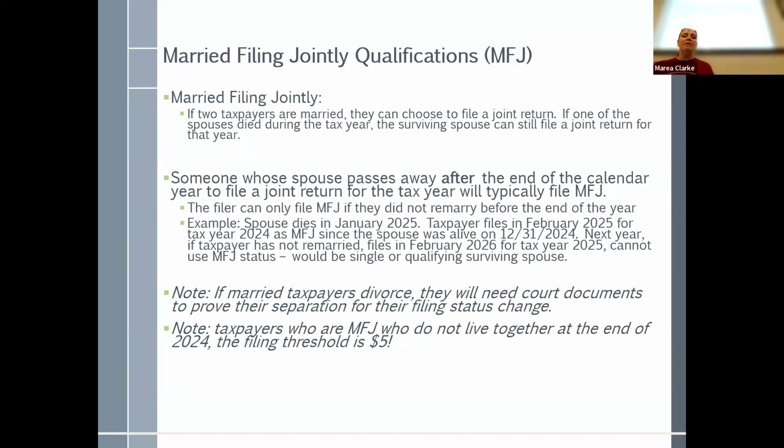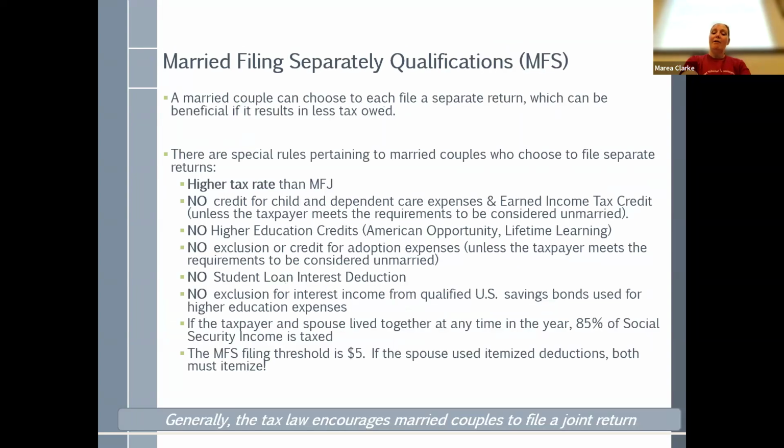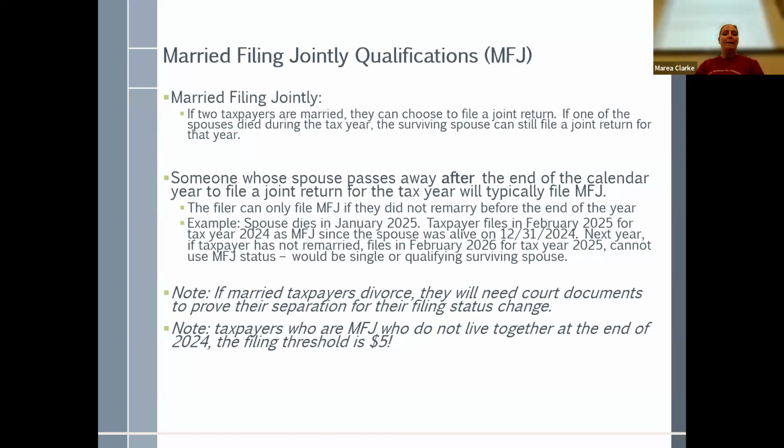All right, let's talk about married filing jointly. If two taxpayers are married to each other on the last day of the year, they can choose to file a joint return together. It occasionally comes up: it doesn't matter where the spouse is. If they're in a different country or not, if they are married, they are still married here in the United States. Just because they're in a different country does not mean that they're not married. That question gets asked sometimes.